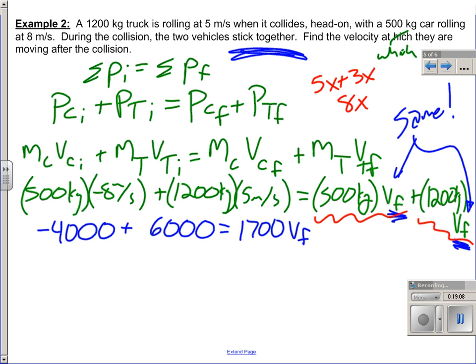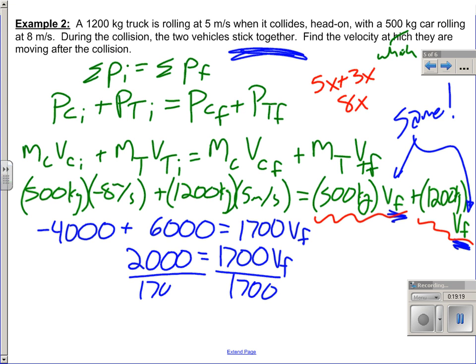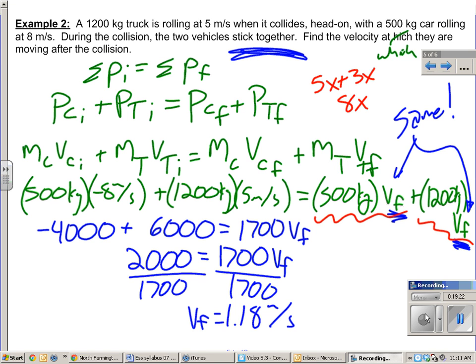Cool, let's solve it. So -4,000 plus 6,000 is 2,000, equals 1,700 VF. Divide both sides by 1,700. And your VF is whatever that divides out to, and it gives you 1.18 meters per second. All right, so there you go. We will talk more about the concepts of this when I see you in class next.